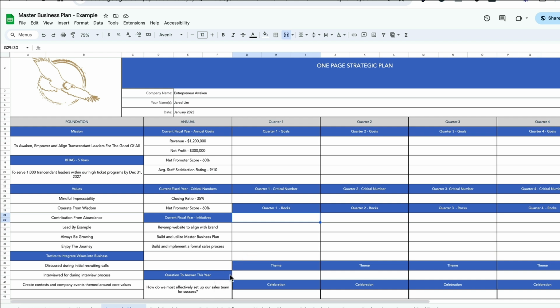So that is how you complete the annual section of your strategic plan. Once you've gone through, you've set your metric-based goals, your critical number, your initiatives, and your question to answer this year. Then we'll move on to planning the upcoming quarter, which we're going to focus on in the upcoming video. So go ahead and go through this process on your own or with your leadership team, and I'll see you over on the next video.